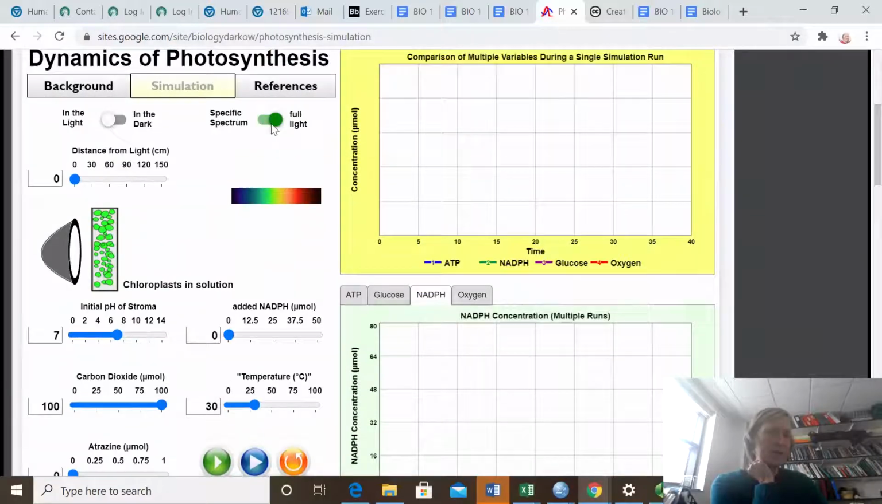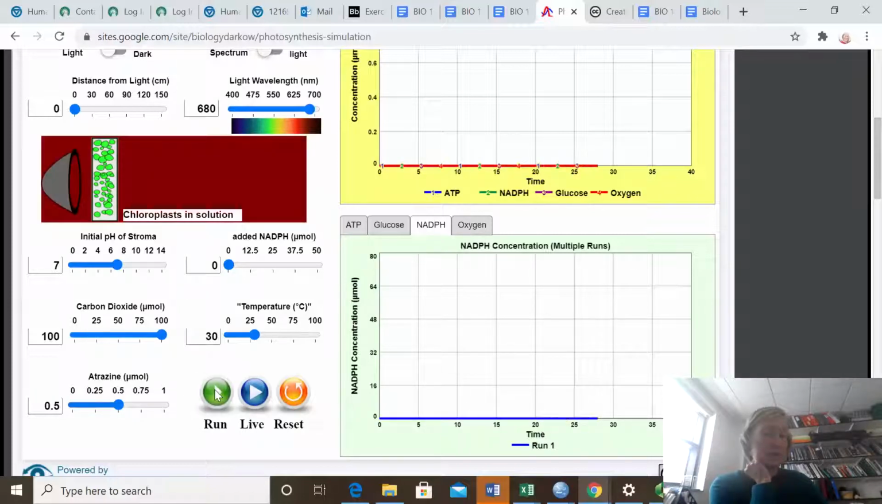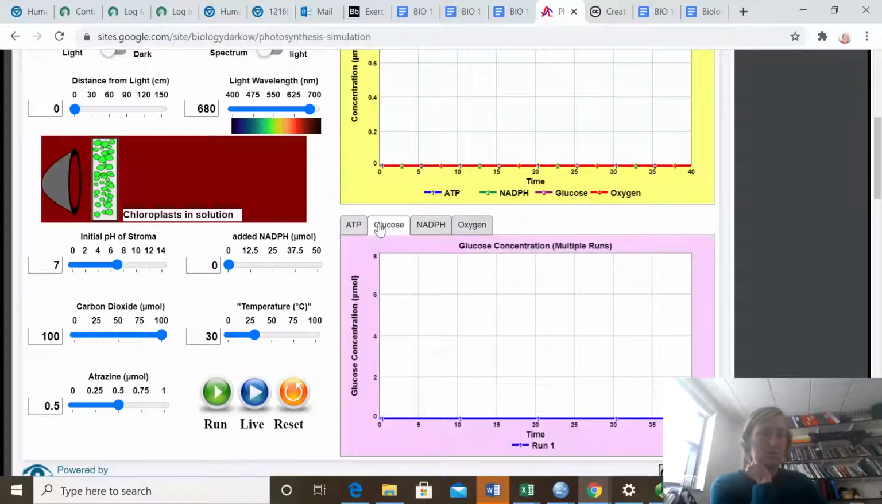I think I wanted you to use 680 nanometers. I'm not quite sure. You have to read that carefully. Then use either 0.5 atrazine, 0 atrazine, or 1 atrazine, and then run the experiment. Oh boy, what am I looking at? How much glucose is produced? That's not good. We didn't have much photosynthesis happening here with atrazine around. It must do some damage, so you can find out what it does too. Okay, what else do I need to do?